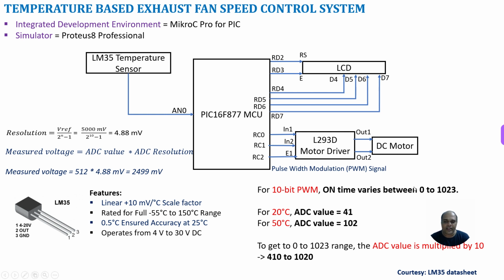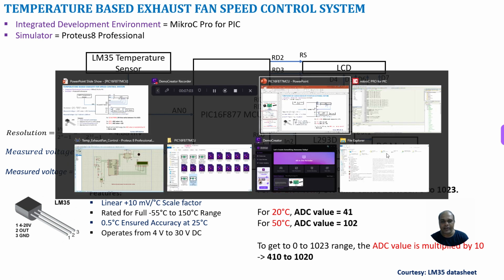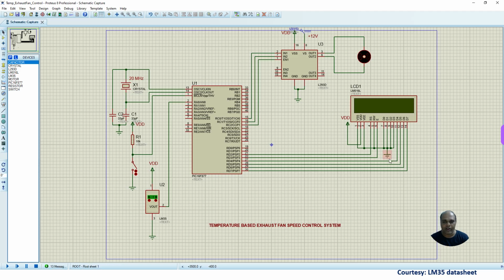square wave generated by the microcontroller. So thereby I get 410 in the sense low speed, 1020 means it is high speed. So thereby a temperature between 20 degree centigrade to 50 degree centigrade can be used for varying the speed of your DC motor. Now let us go and see the circuit part built in a Proteus 8 environment.